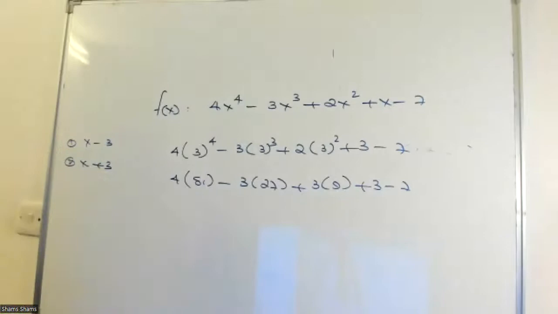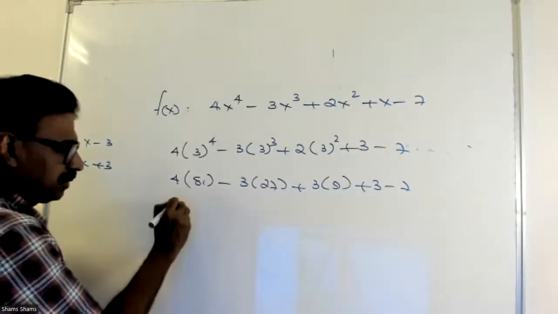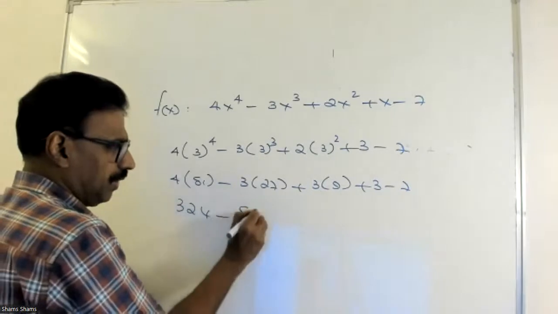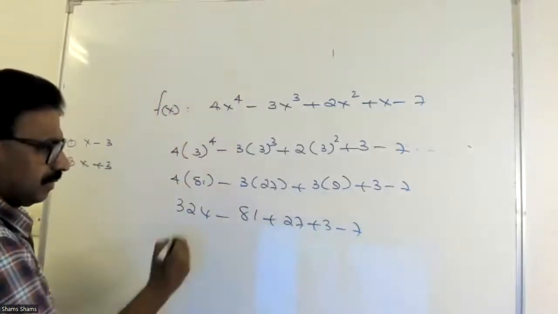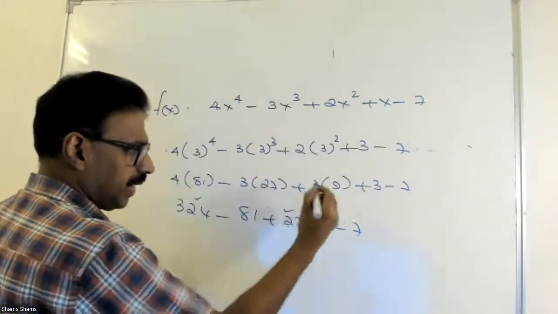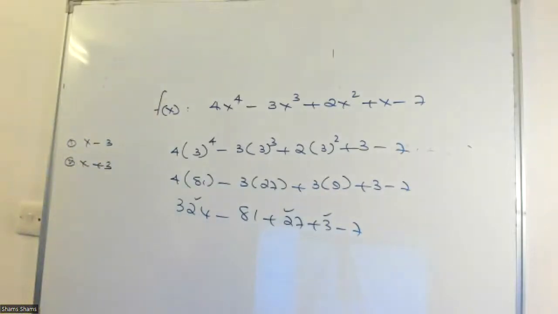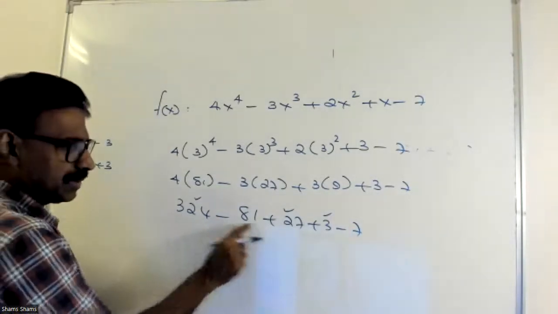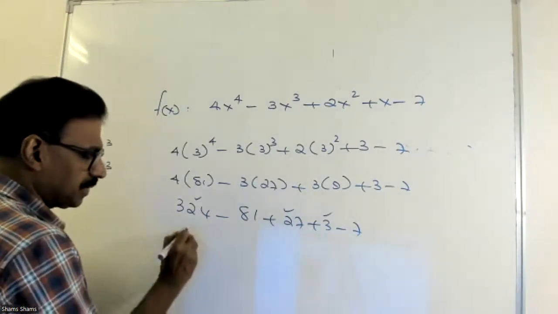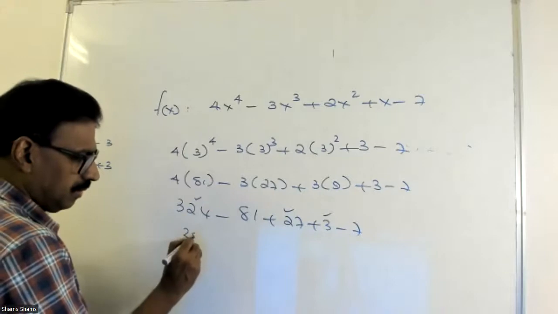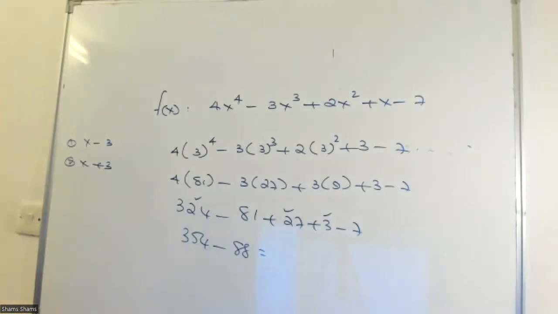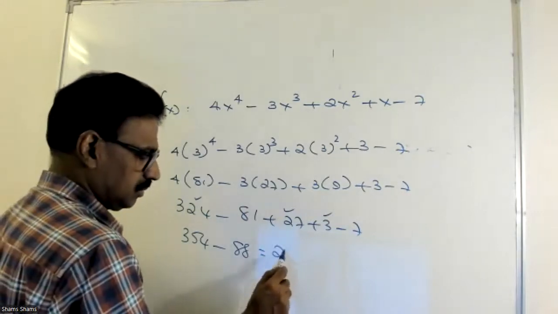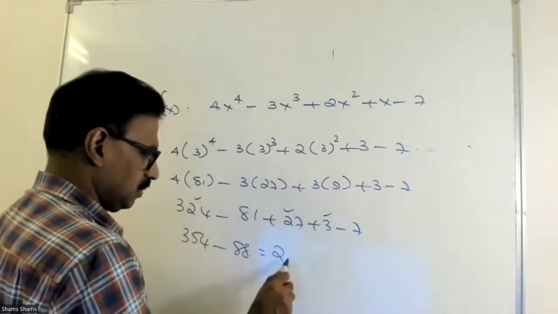81 into 4, how much? 324. So 324, 81 plus 27 plus 3 minus 7. Add this one, how much? 354. 324 plus 27 plus 3, how much? 354 minus 88, how much? So 226.